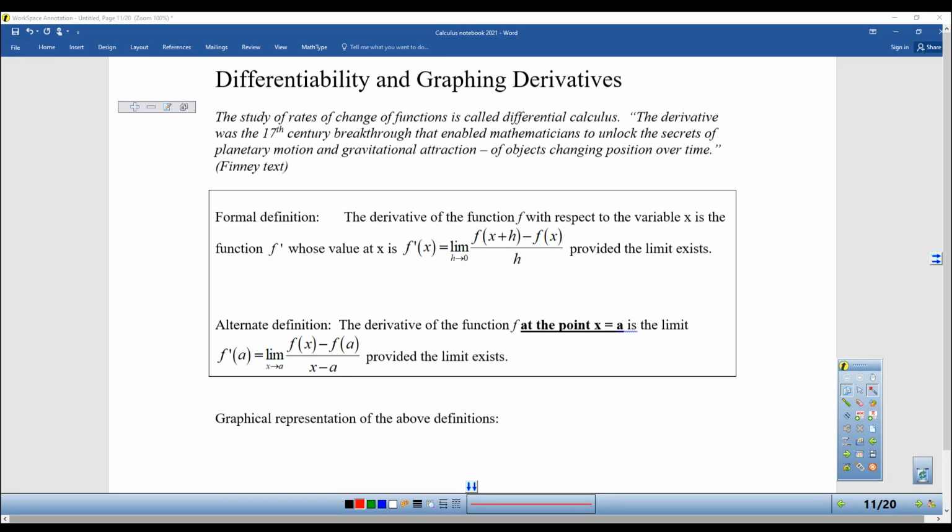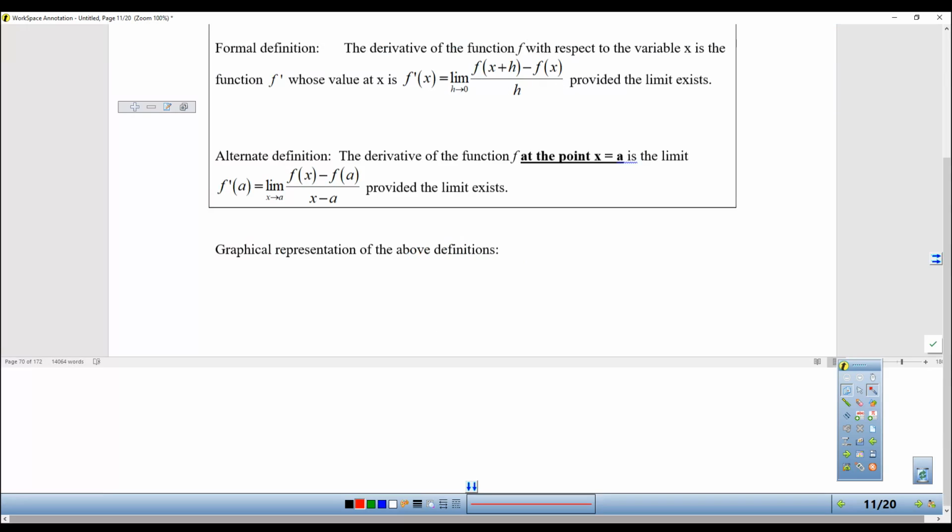So the formal definition: the derivative of the function f with respect to the variable x is the function f prime whose value is, so you must recognize this. We've talked about it over and over again. Alternately, you are going to see it sometimes, this is the exact same definition. You might see it as f of a. So I'm just going to draw both of them so that they make sense. So here's the one that we're used to doing.